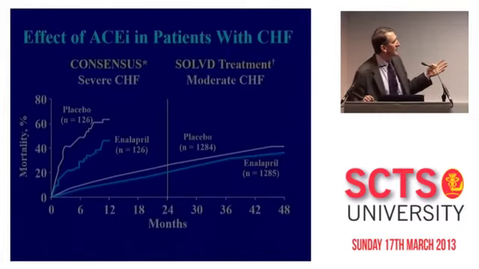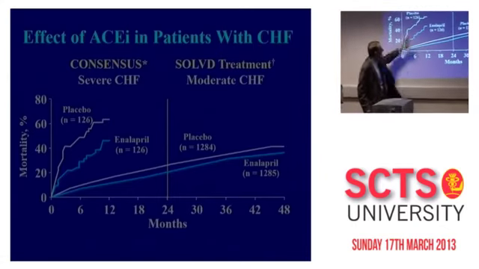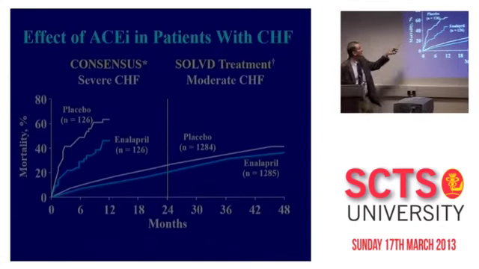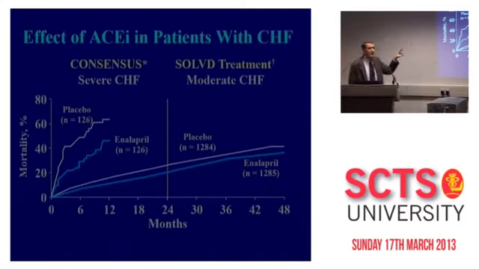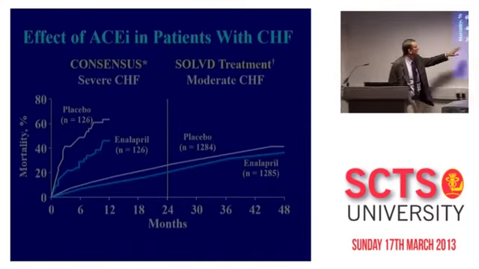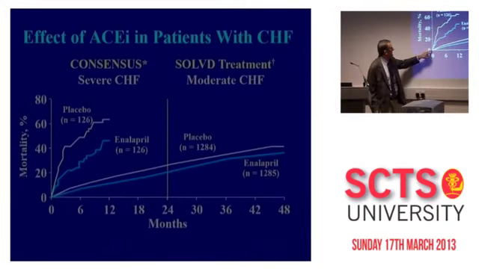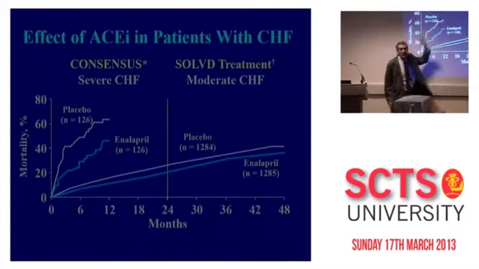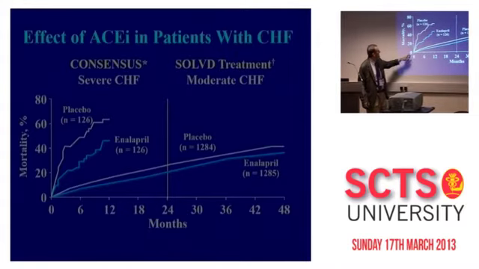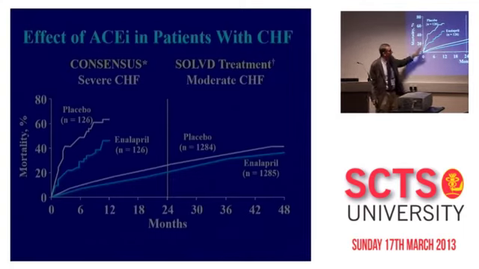And so this slide encapsulates two of the very important slides. On the left-hand side is the original CONSENSUS trial, severe heart failure, essentially mostly class 4 heart failure. You can see it's enalapril versus placebo, a relatively small number of patients, tremendous mortality. So basically this is what the mortality was before we had heart failure medicines. You can see at 12 months there was over a 60% death rate. Enalapril had a significant benefit.